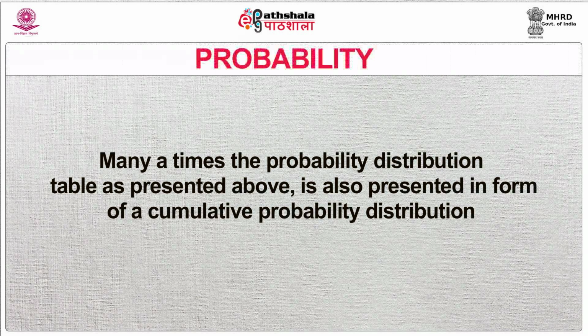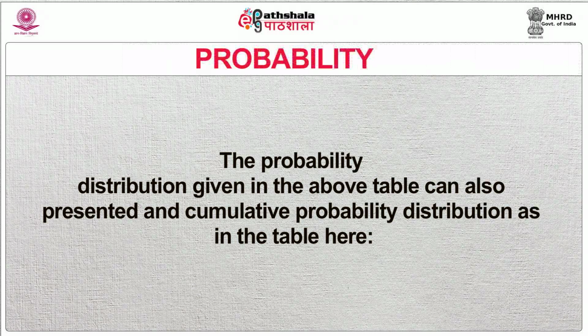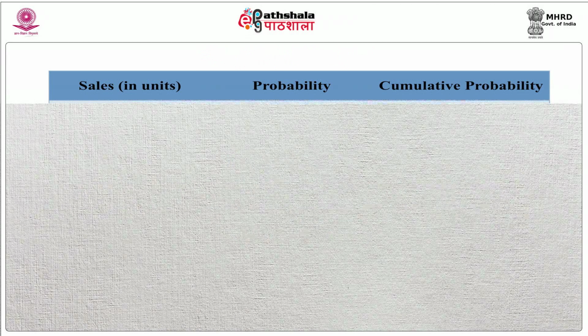Many times the probability distribution table as presented here is also presented in the form of a cumulative probability distribution. The probability distribution given in the above table can also be presented as a cumulative probability distribution as in the next table. Here the sales are again in units, with the cumulative probability.